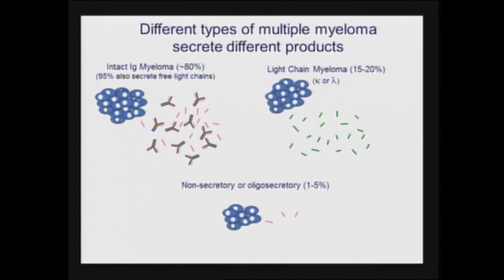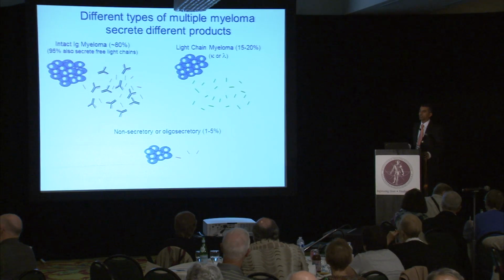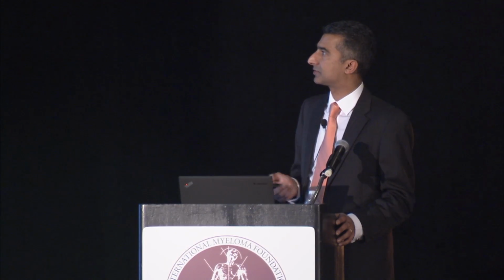Okay, so there are different types of multiple myeloma, and we classify them based on what those plasma cells are releasing. There's intact immunoglobulin myeloma, which, by its name, is releasing the intact molecule, all those heavy and light chains folded together, as well as some free light chains. 95% of these patients are also secreting free light chains. There's light chain only myeloma, which is not secreting the intact molecule, only the light chains. That's about 15 to 20% of patients. And then there's non-secretory or oligosecretory myeloma. These cells are secreting very little, if any, light chains, and that's a small fraction of the patients.